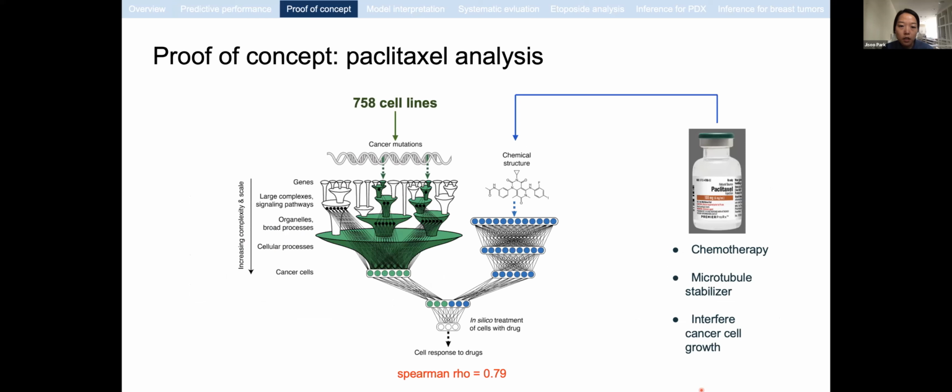After evaluating the accuracy of DrugCell's prediction as a proof of concept, we analyzed DrugCell's prediction and interpretation for a microtubule stabilizer, paclitaxel. The predictive performance of DrugCell for paclitaxel was 0.79 in Spearman rho. The question now is how the DrugCell model made the predictions for paclitaxel, in other words, what is the interpretation of the model's prediction?